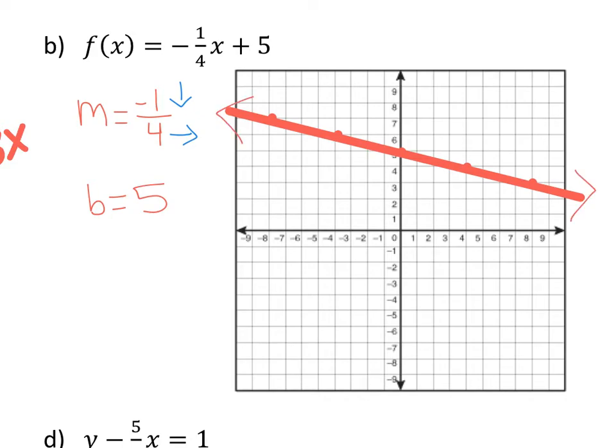Label it. f of x equals negative 1/4 x plus 5. Make sure you put the arrows on either end of your line because they are lines and they go forever in both directions.